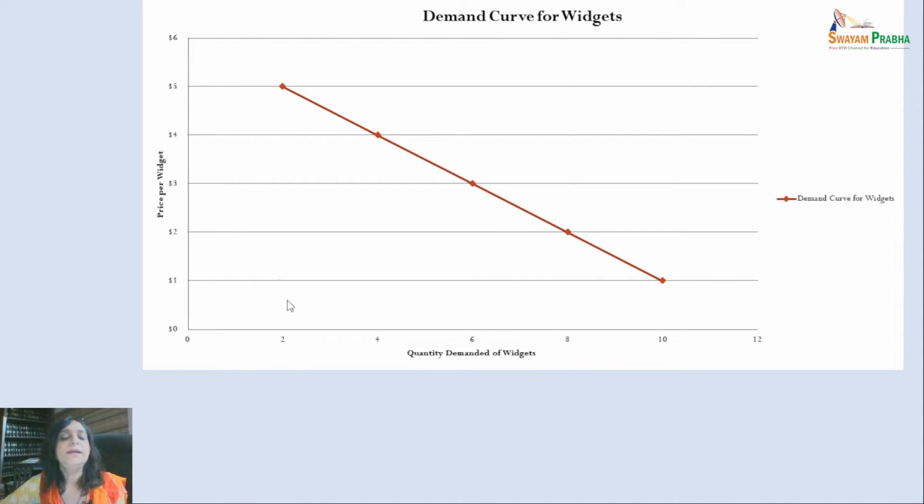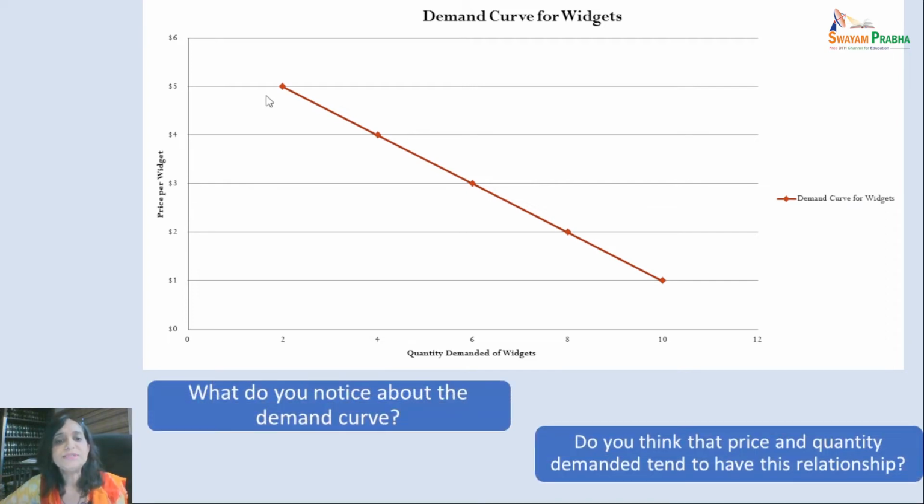You are plotting that when price is, let us say, 5, how much is your quantity? When your price is 4, how much is the quantity? So these are the various points which we got by using your demand schedule. And what do we get, my dear learners? What do you notice about this demand curve? Just give it a thought. Do you see the shape of this demand curve? How is it behaving? The demand curve is downward sloping.